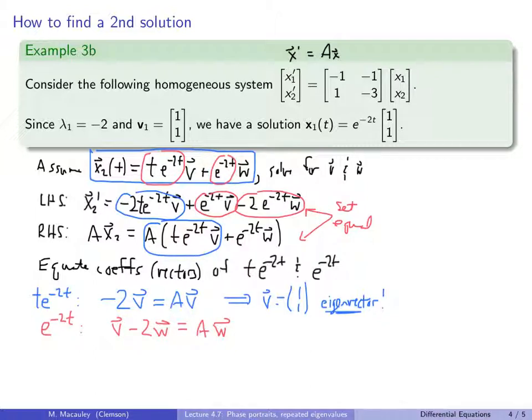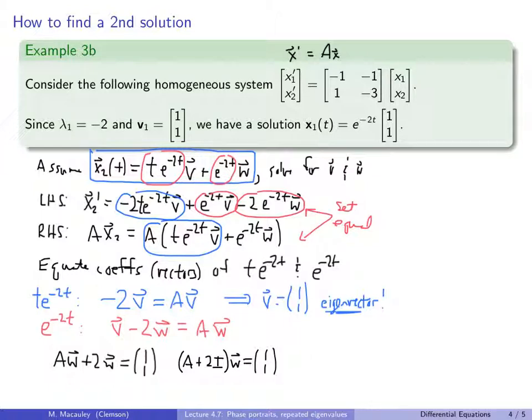I'm going to move the w's to one side of the equation. I'm going to write this as A w plus 2w equals v, which I'm going to write as (1, 1). And so now I can factor out the w on this left-hand side, and I can write this as (A plus 2I) times w equals (1, 1).